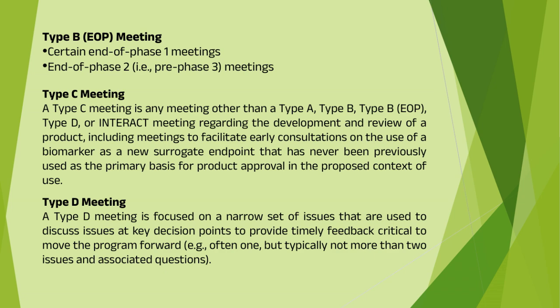Type D meeting. A Type D meeting is focused on a narrow set of issues that are used to discuss issues at key decision points to provide timely feedback critical to move the program forward. For example, often one, but typically not more than 2 issues and associated questions.